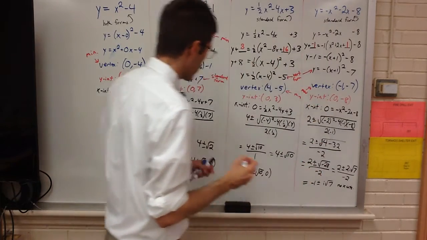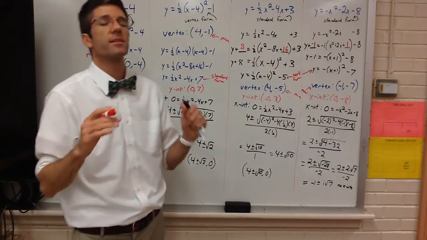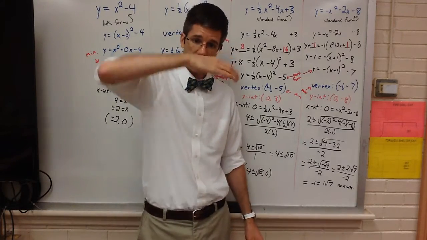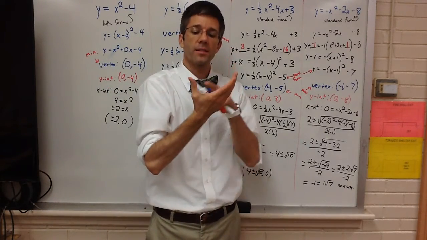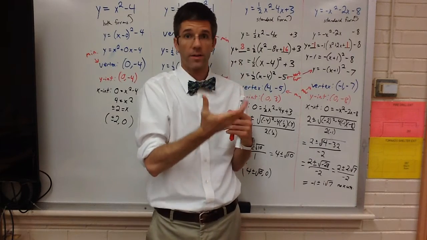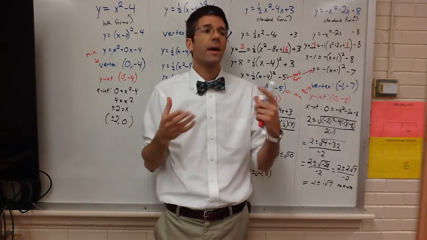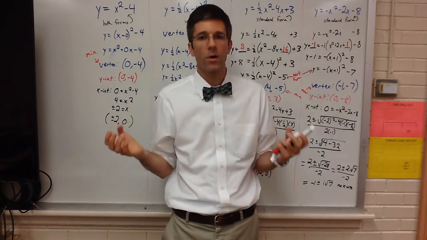Okay, we have one more thing to do, and that's draw a graph. It does not have to be perfect. Here's what I'm looking for. Is it facing the correct direction? Is the vertex in the correct quadrant? Are your x-intercepts and y-intercepts in the right place, mostly?